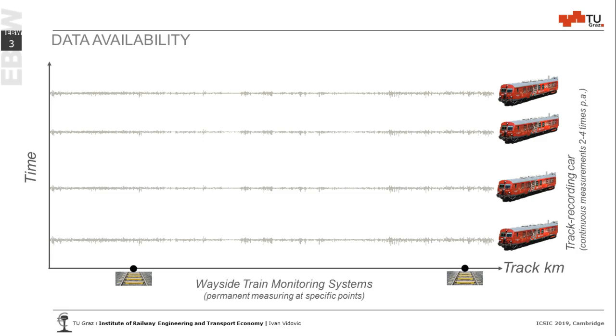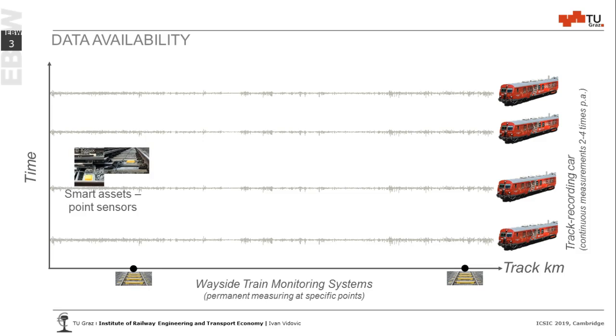At specific points in the network, infrastructure managers also have wayside train monitoring systems. They measure the condition of trains, such as out of roundness, the loading, and of course wheel flats. In Austria and in Switzerland, we have about 5,000 kilometers of main track and 13 or 15 of these WTMS systems. So as you see, it's not a quite dense network for the WTMS.